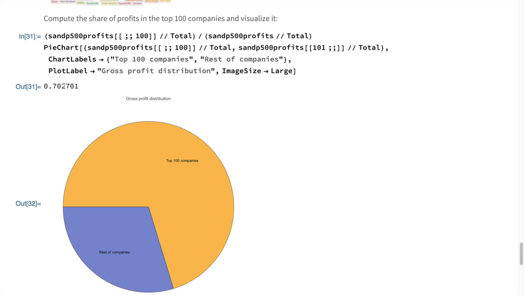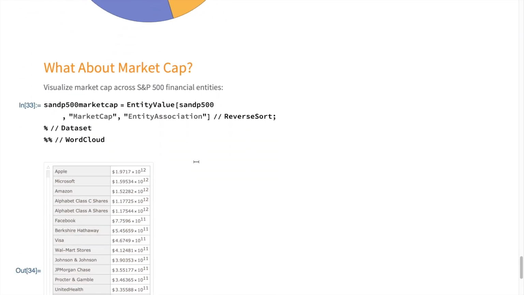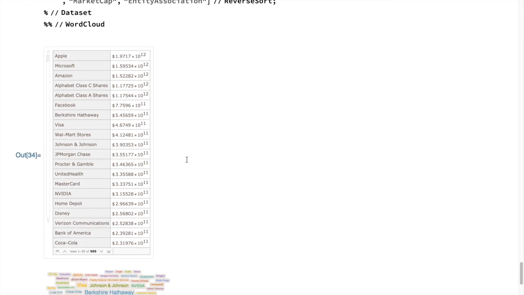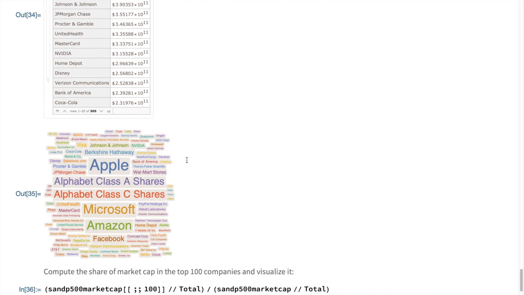Now, what about market cap? We can do the same thing here and set up a new variable in which we set up an entity association between the financial entities and their market cap. We can make a dataset and word cloud out of this like we did last time, and it looks like there's an even narrower set of companies dominating the market.